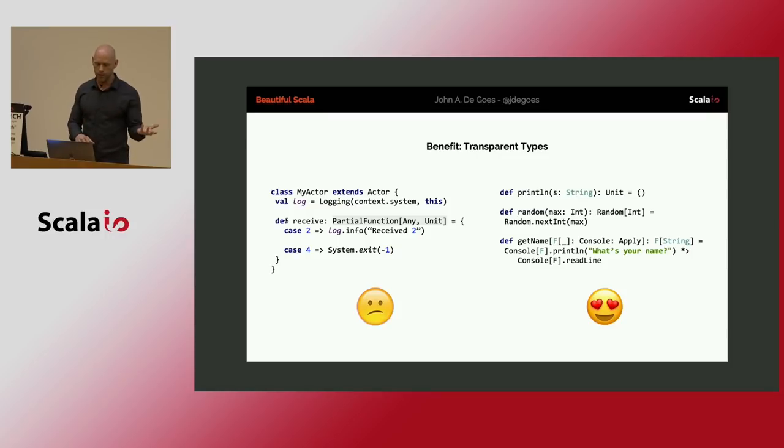And that's not true in the world of non-functions. You see something like partial function any to unit, and who knows? Who knows what that does? It can do anything at all. Whereas in the world of pure functional programming, you see a type, and you have some idea of exactly what it does. You have boundaries on what it can and cannot do.